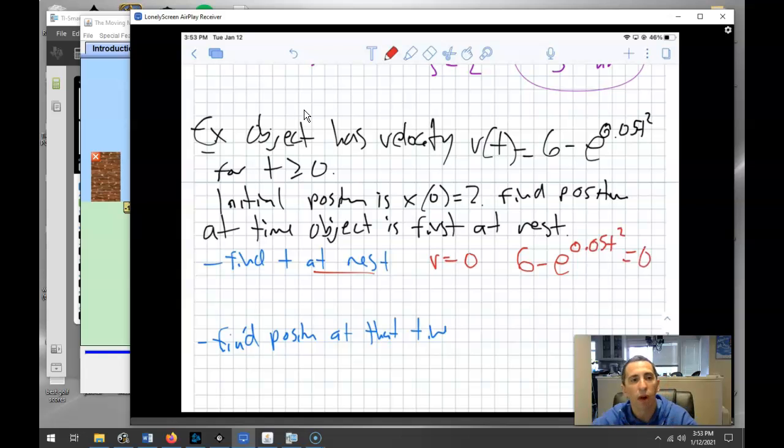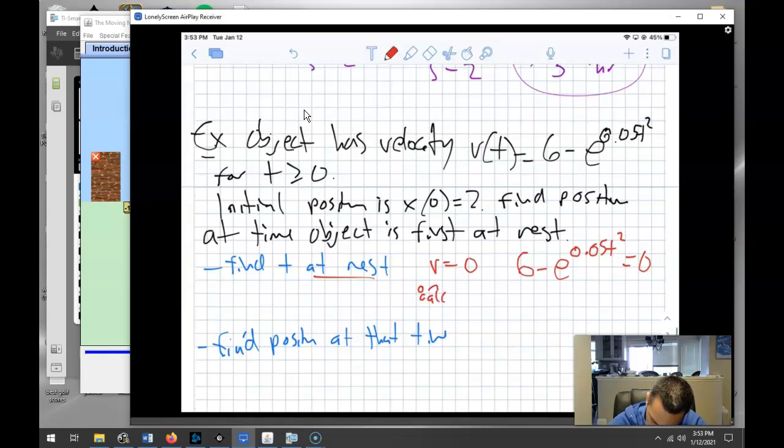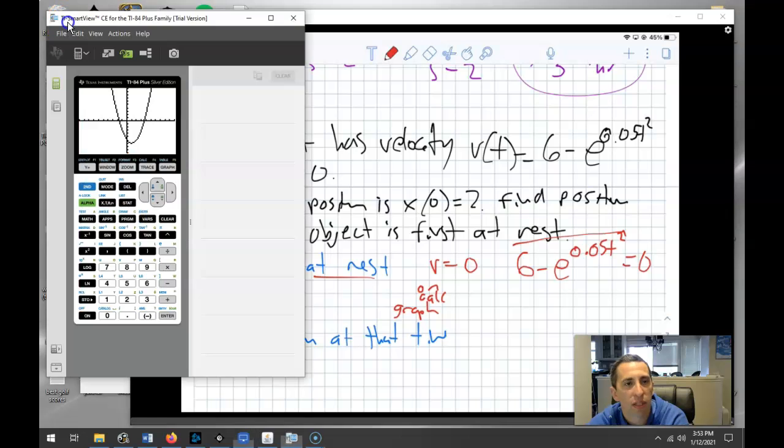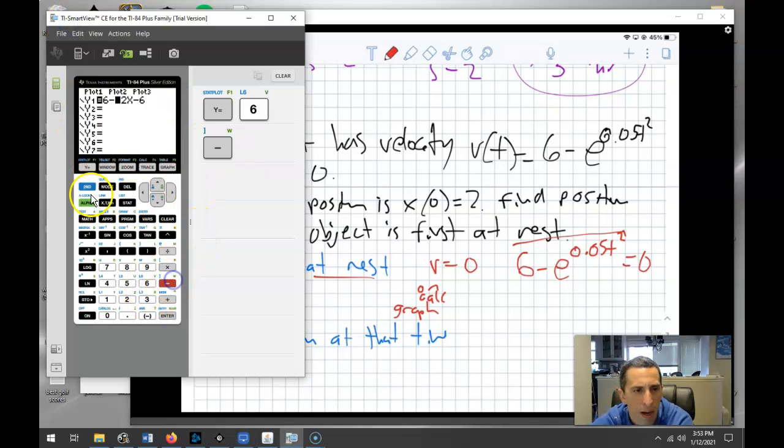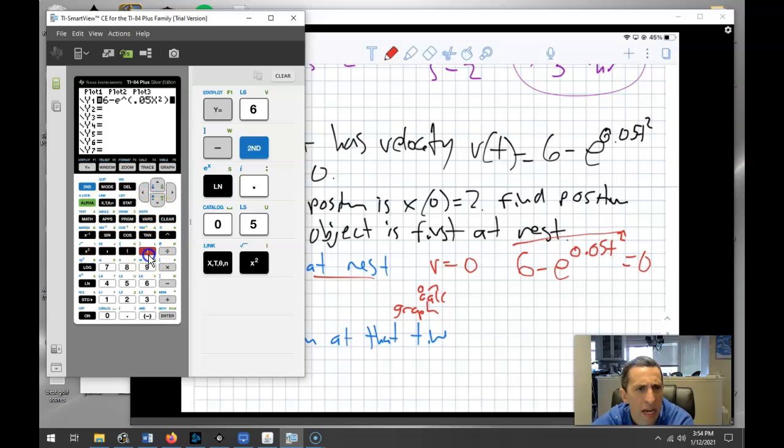Now, this is a problem which hypothetically you could solve by hand, taking some logs, but you can also do this on your calculator. On your calculator, you could just graph this and find a 0. I'm going to graph the left side of this equation and see where it's equal to 0. So I'm going to graph y equals 6 minus e to the power of 0.05x squared. They told me t is greater than 0, so my x min will be at 0.